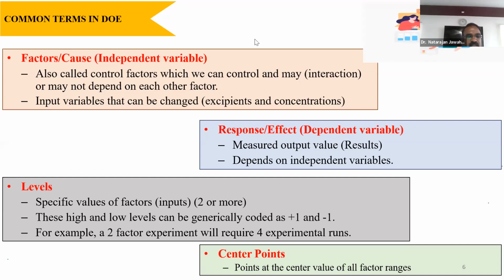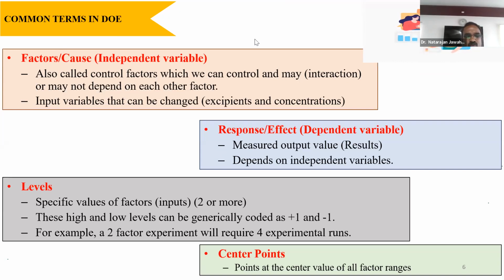Then levels. It is also a specific value of the factors. Again, this is also input. So we have taken disintegrants concentration at two different concentrations, one low concentration and one high concentration. What will be the effect? That is called levels. Usually it will be two or more, because obviously one should be low and one should be high. So these high and low levels can be generically coded as +1 and -1 in DOE.